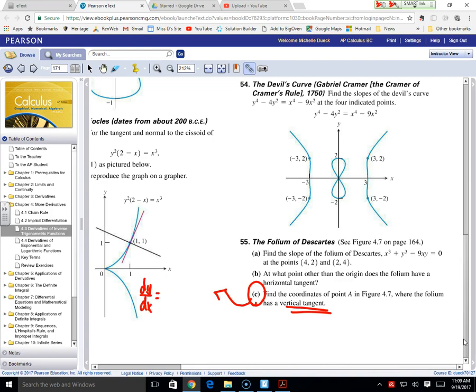I mean the equation. y minus x squared over y squared minus 3x. That could be wrong. Okay, double check.